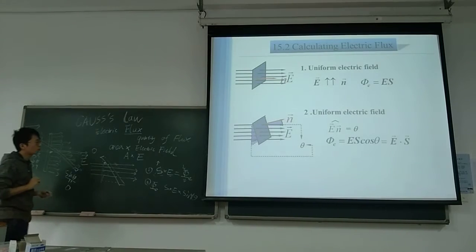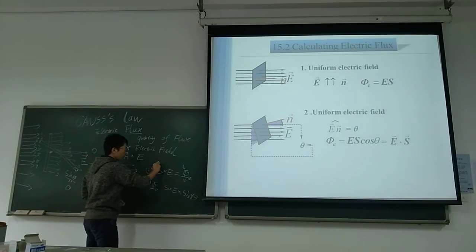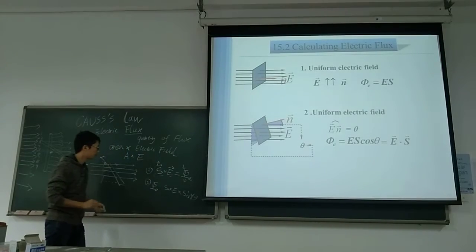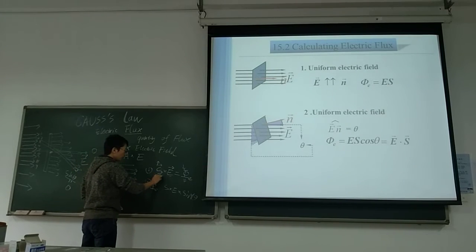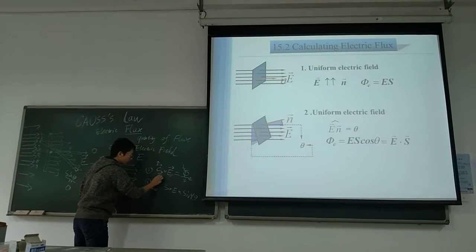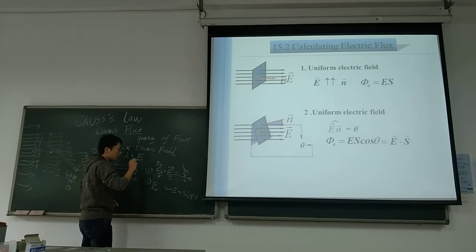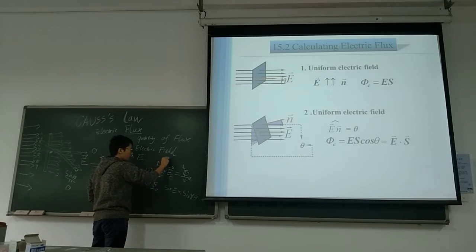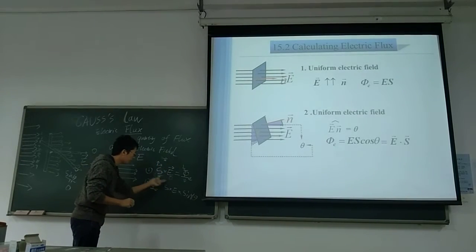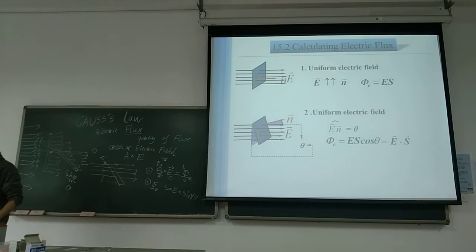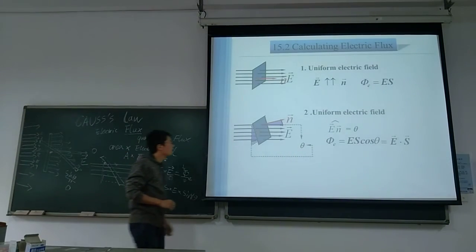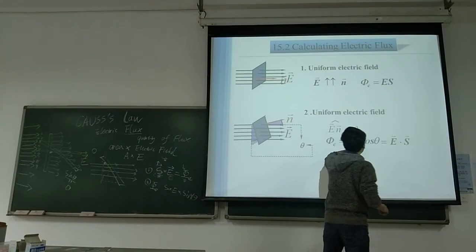So there are three things that influence the quantity of the flux. The first one is the area of the surface. The second one is the magnitude of the electric field. And the third one is the direction between the electric field and the surface. These influence the calculation of the quantity of electric flux.